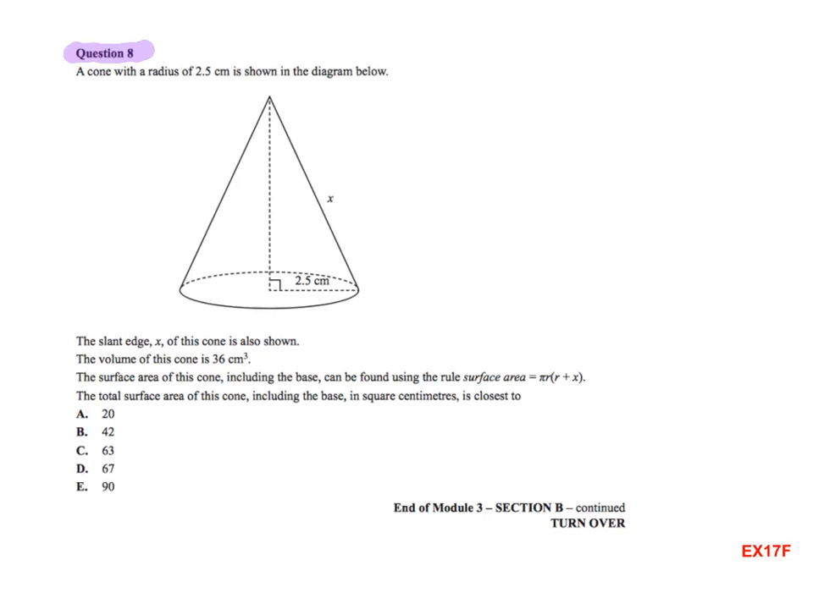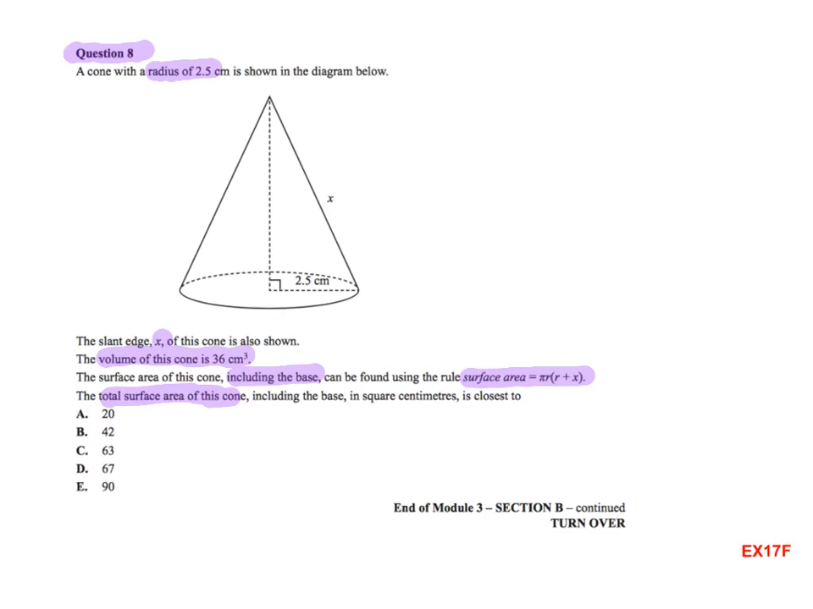All right, it says the slant edge x of this cone is shown, and they've told us the radius up here too. So we've got a radius of 2.5, and then they've said the slant edge x, and they've also told me the volume of a cone. Now, they said the surface area can be found using this formula of the cone. Now, they said the total surface area of this cone, so this surface area is including the base, and then they're asking you for that total surface area, can be found by. So if you have a look, let's go have a look.